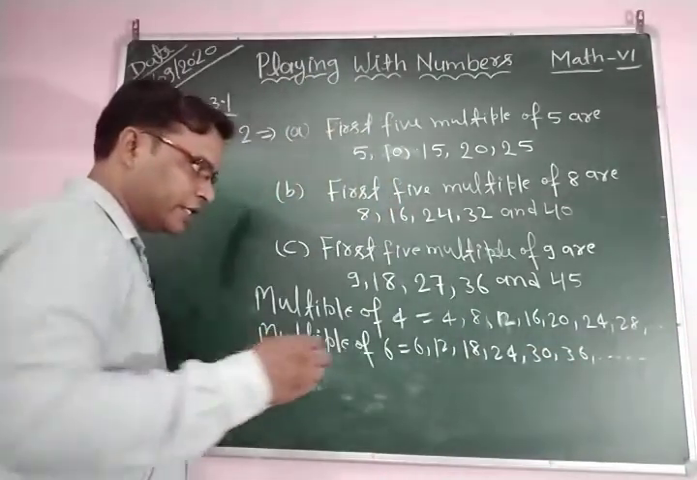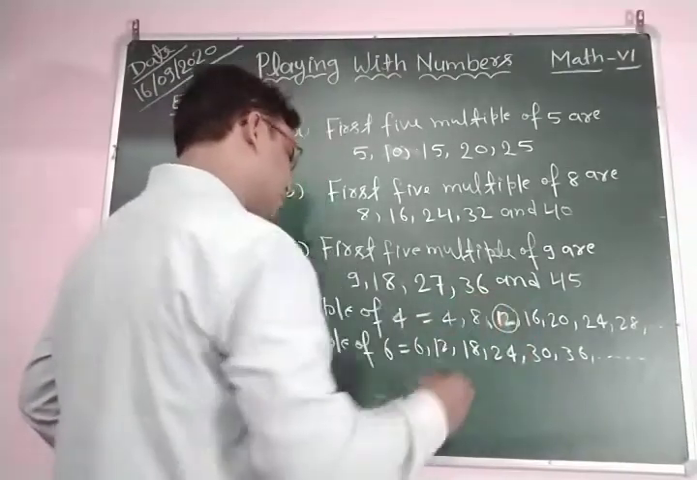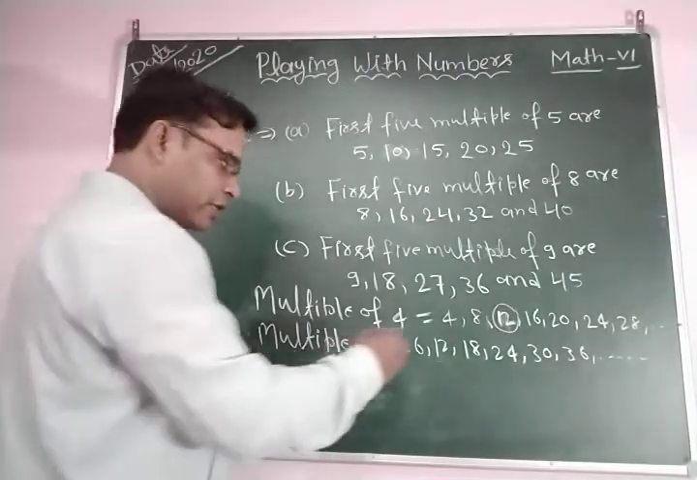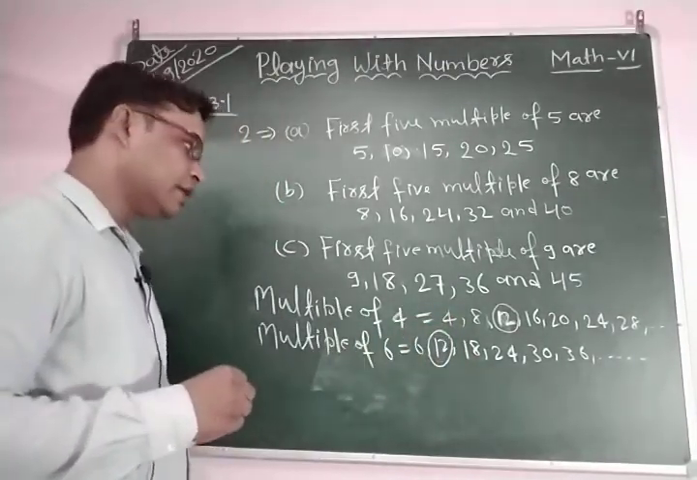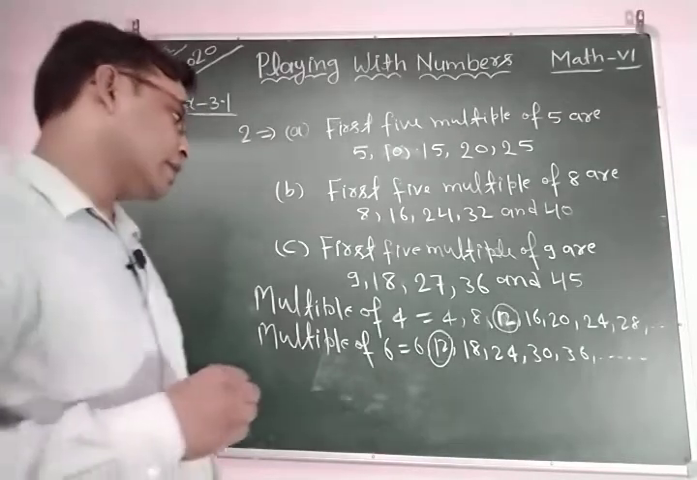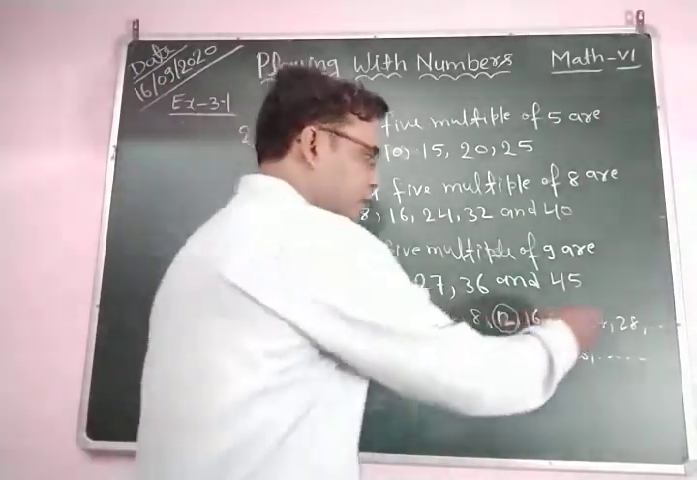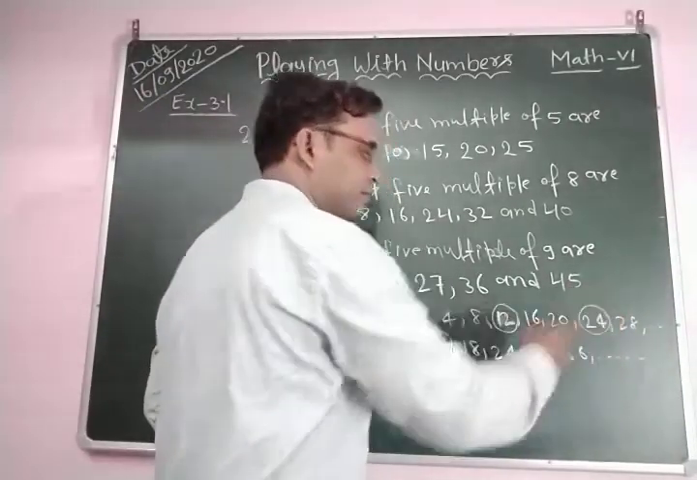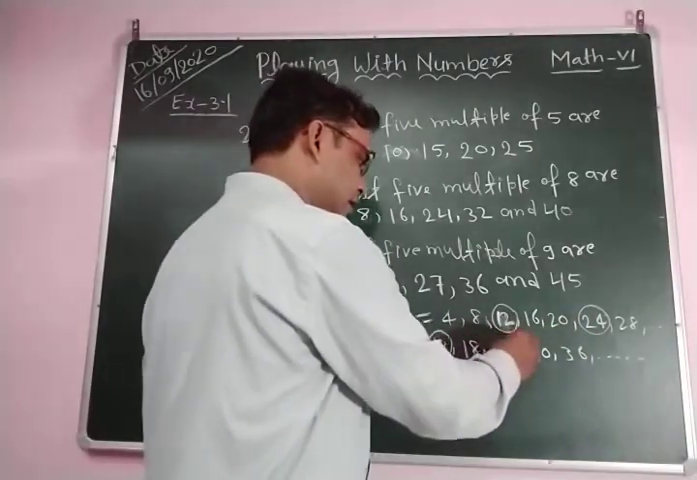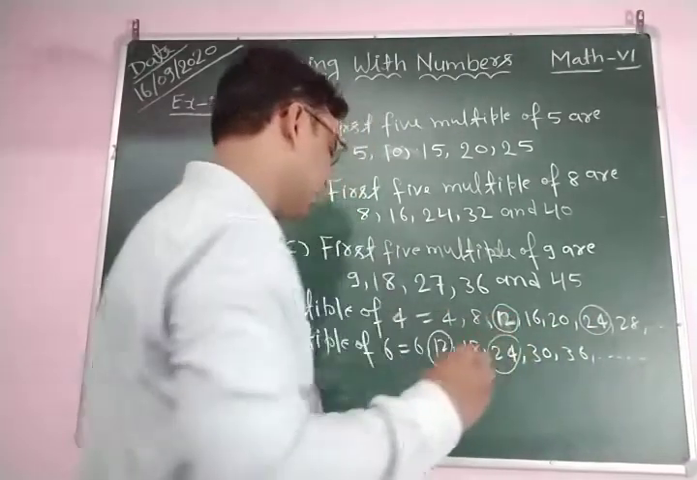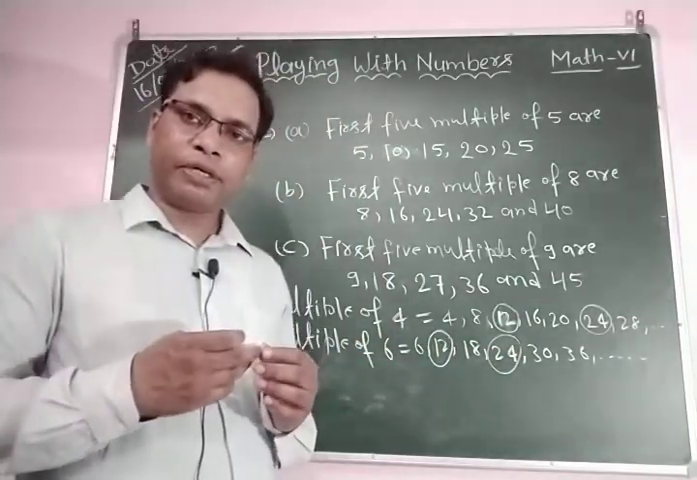So you can see here 12 is present. 12 is a multiple of 4, and also 12 is a multiple of 6. It means that a common multiple of 4 and 6 is 12. And the next number you can see is 24. Here 24 is a multiple of 4, and here 24 is a multiple of 6. So 24 is also a common multiple of 4 and 6.